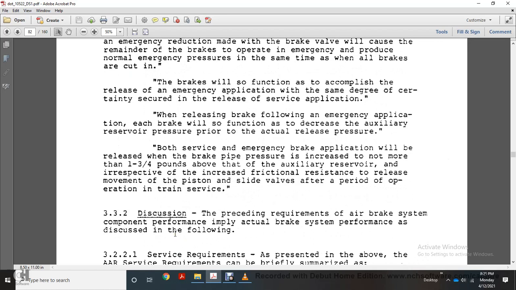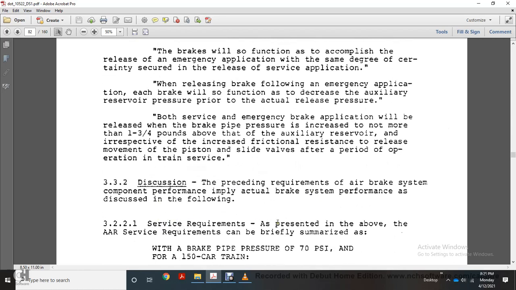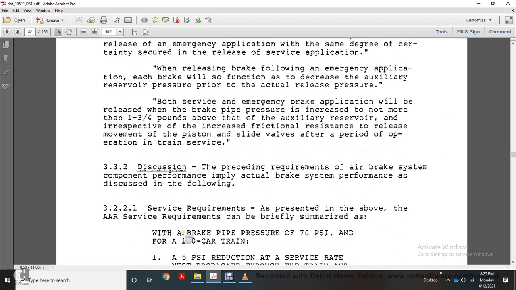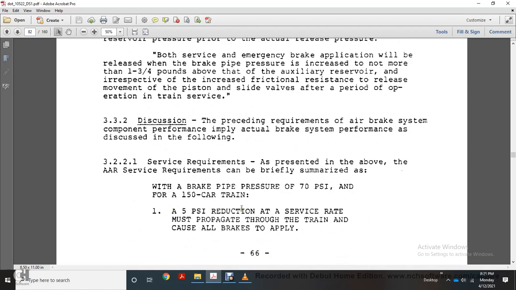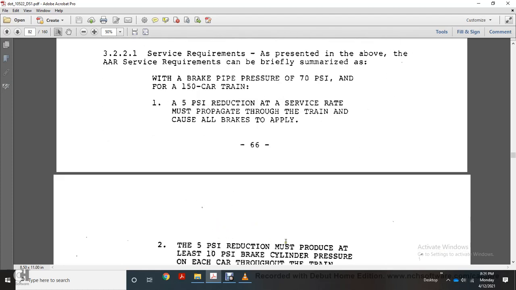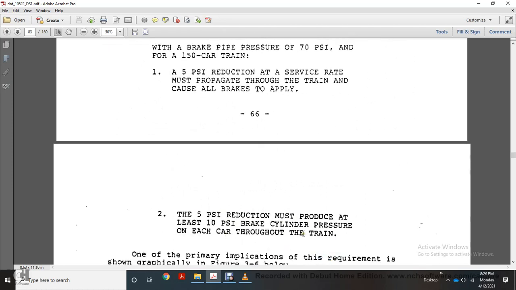Alright, 3.3.2 discussion proceeding requirements of the air brake system component of the performance implied actual brake system performance. I have discussed the following surface requirements presented above, which can briefly be summarized with a brake pipe pressure of 70 psi for a 150 car train. 1. A 5 psi reduction of surface rate must propagate through the train and cause all brakes to apply. The 5 psi reduction must produce at least 10 psi brake cylinder pressure on each car throughout the train.